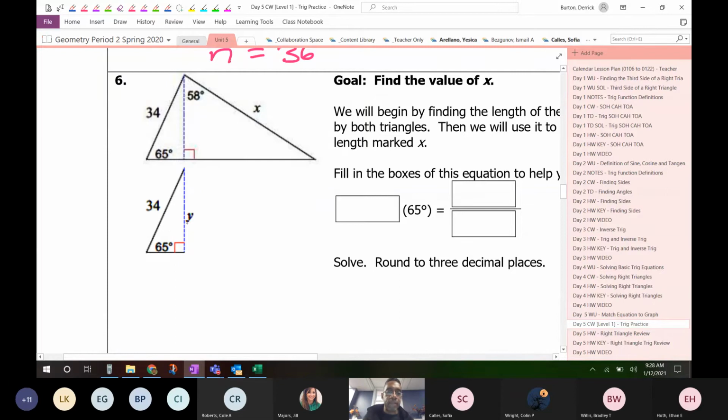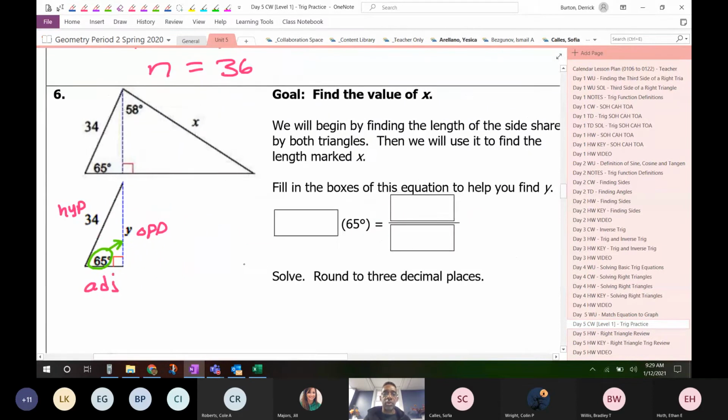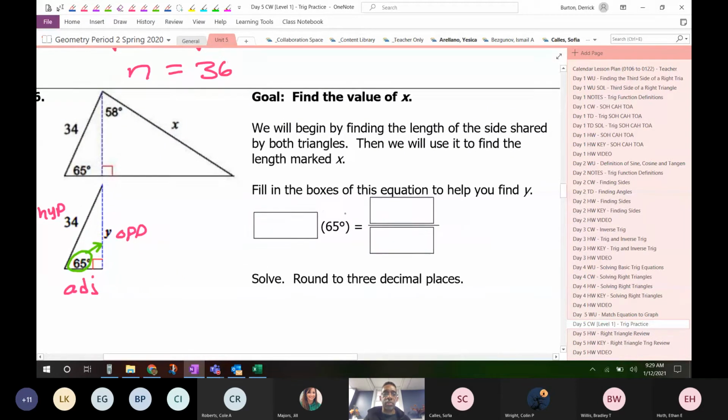Okay, so let's find this value of y. So this is the hypotenuse, and we've got that 65 there. So let's circle it, draw the arrow like you do. So this will be opposite, and this will be adjacent. Okay, so time for SOHCAHTOA.